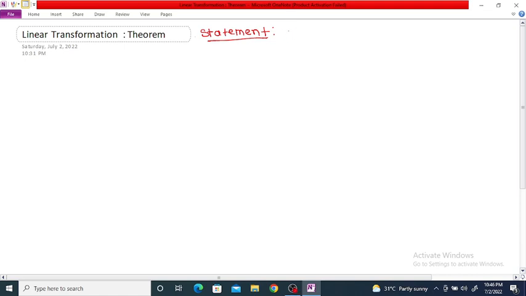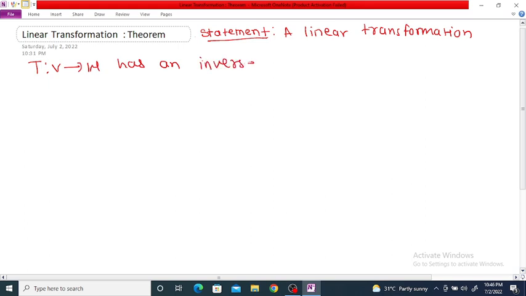Linear transformation statement: a linear transformation T from V to W has an inverse if and only if T is bijective.